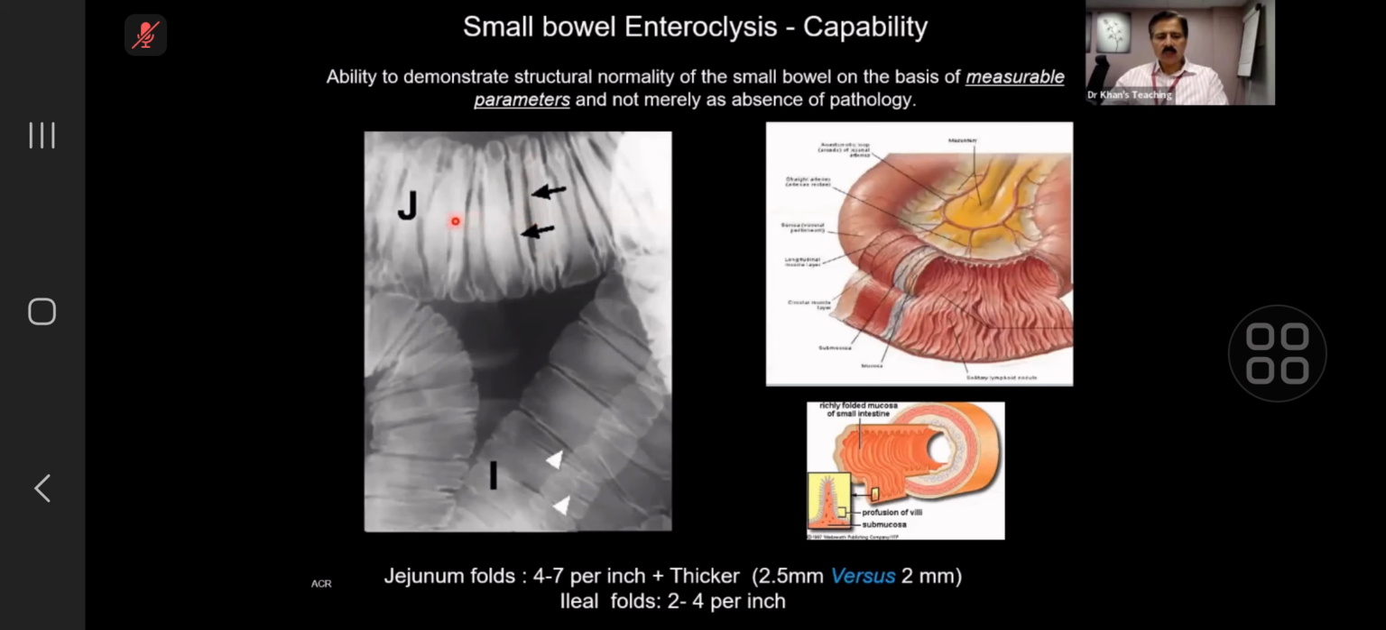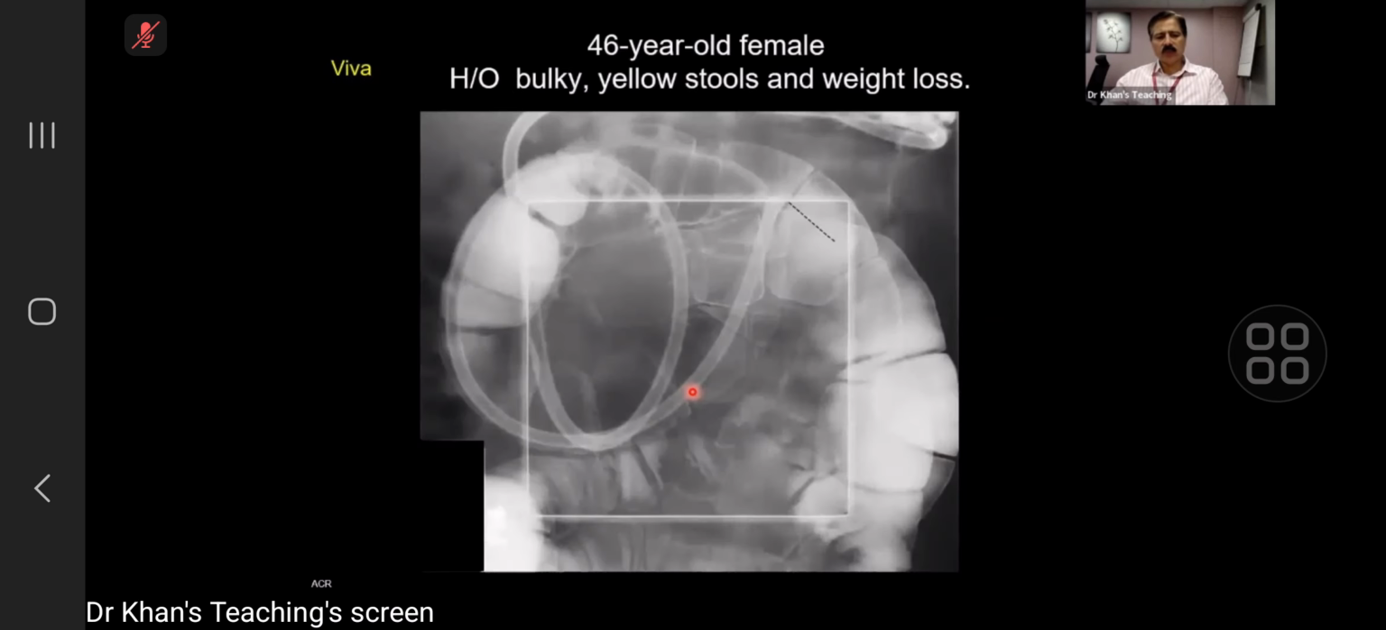So number one, see how many mucosal folds are here. It is written per inch, and there are 4 to 7 per inch. 1, 2, 3, 4. 4 to 7 per inch. But in ileum, these are 2 to 4. Second thing is, look at the thickness of the fold, and you will agree that this is more thick as compared to this one, 2.5 versus 2 millimeter. So this concept is important.